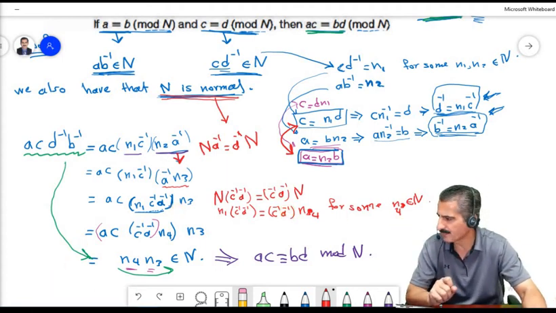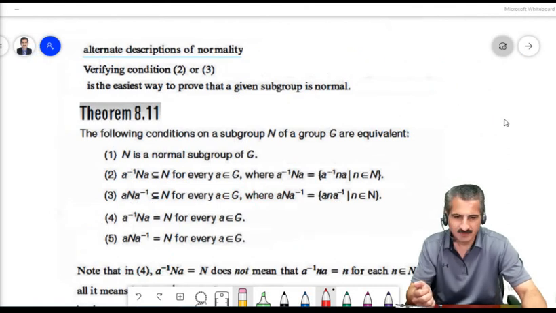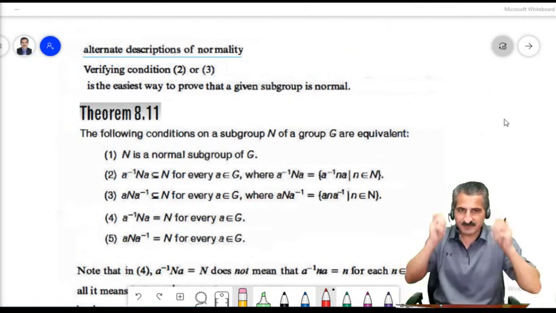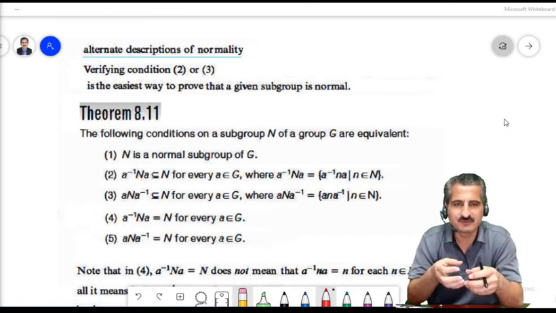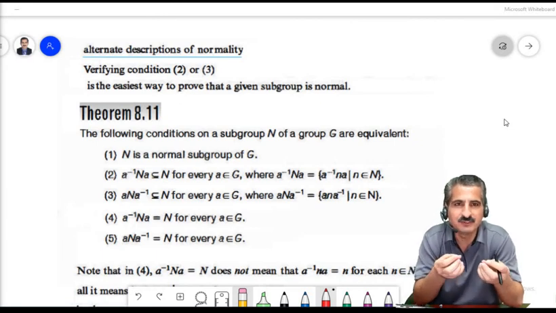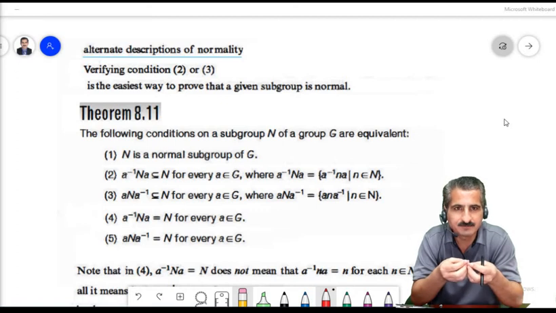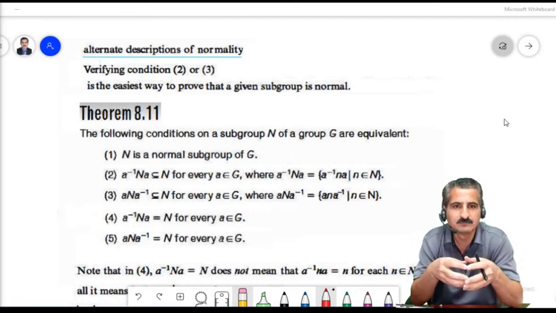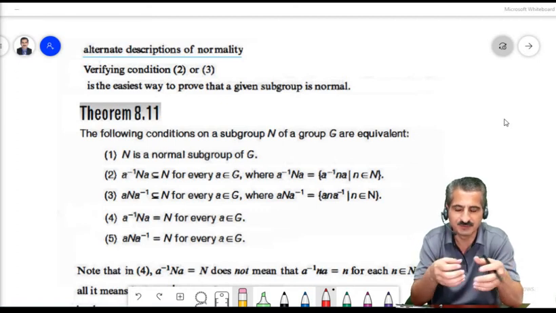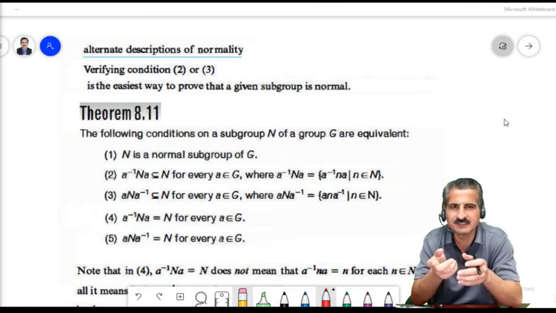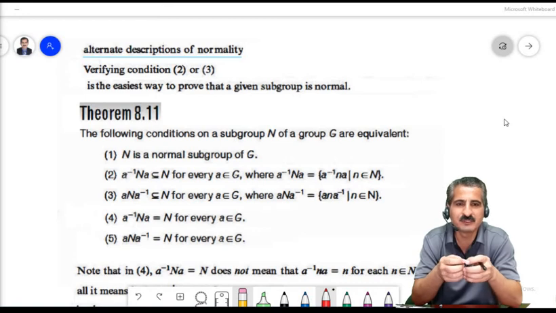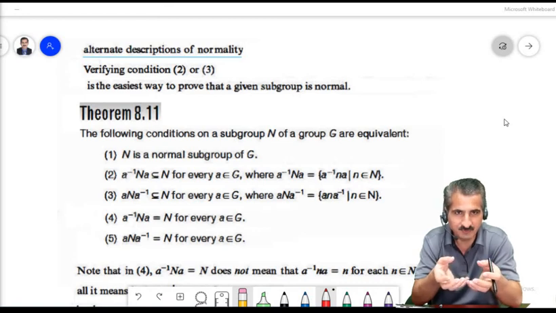Okay, so alternative description of normal subgroups. Given a subgroup, then you are asked to show it is normal. If you want to show the definition, it might be a very long way, because you need to compute left coset, right coset for all elements in the group G. Or, as we have seen in the example, if the subgroup comes out to be the center of the group, then it is normal right away.